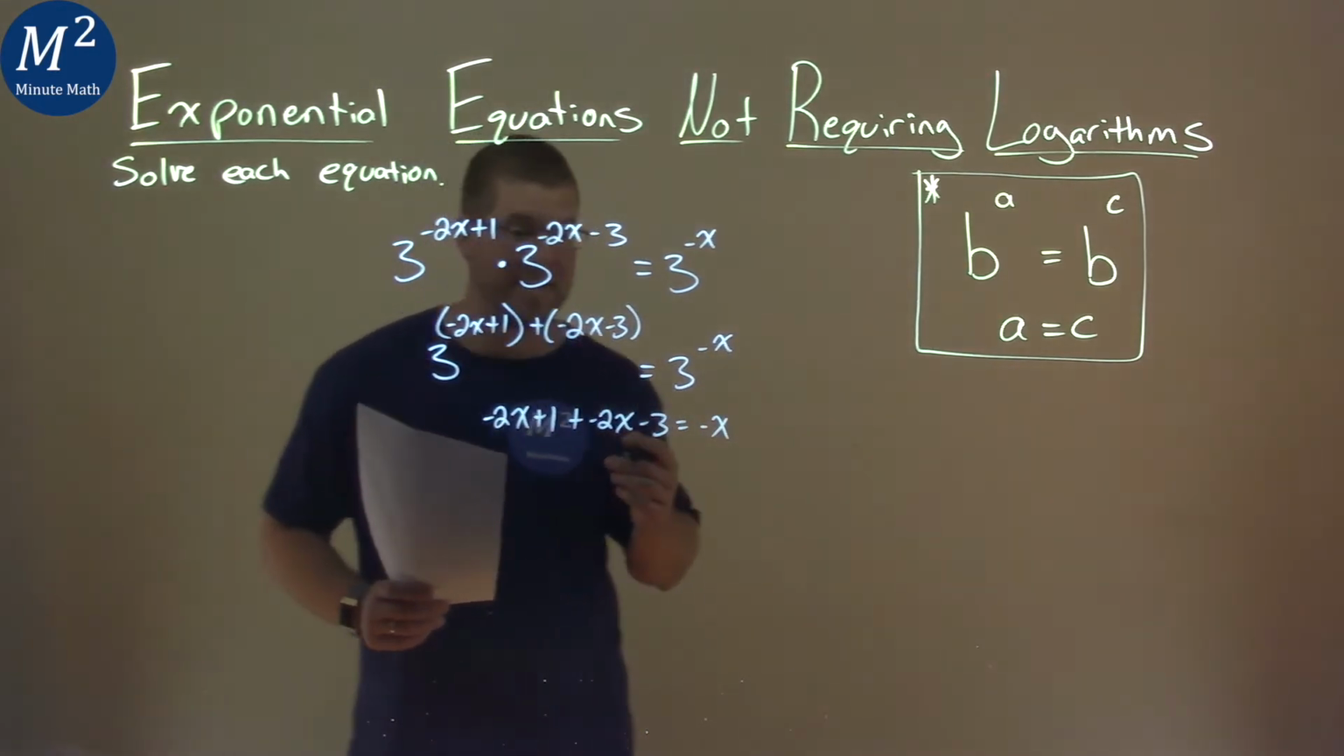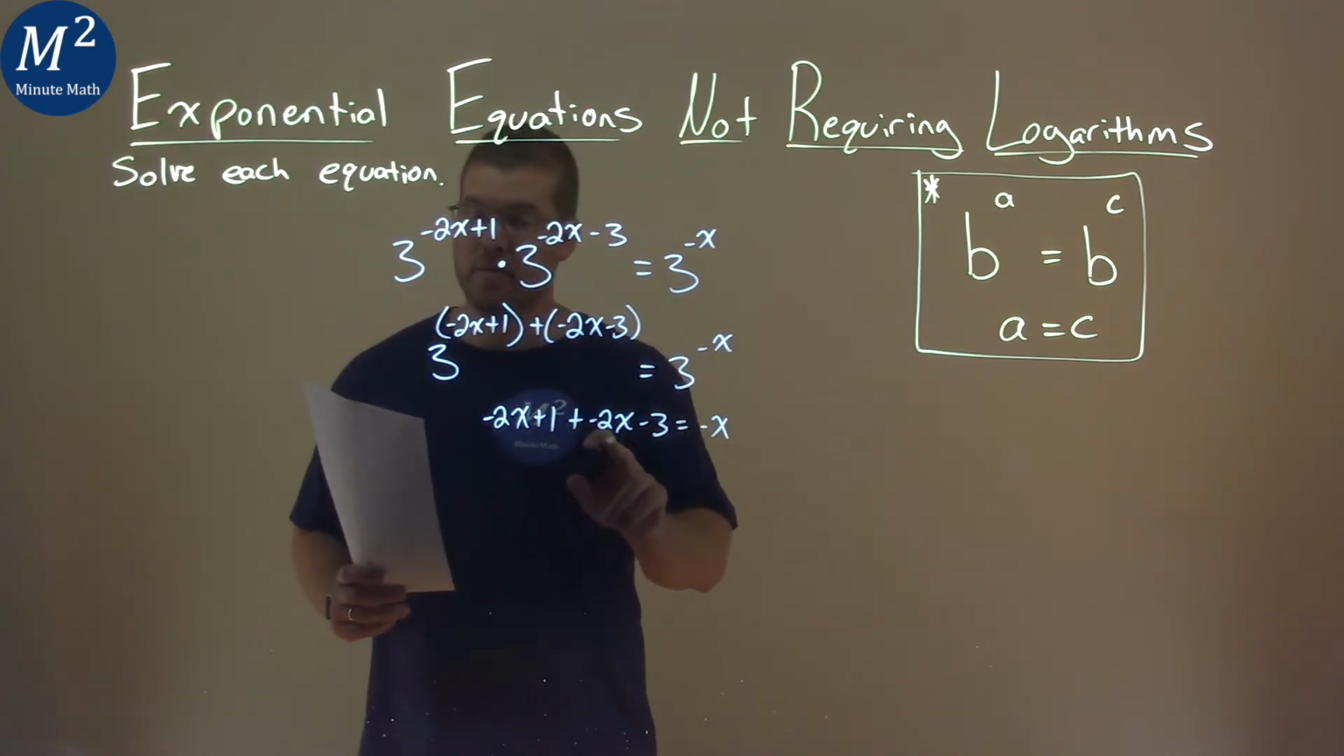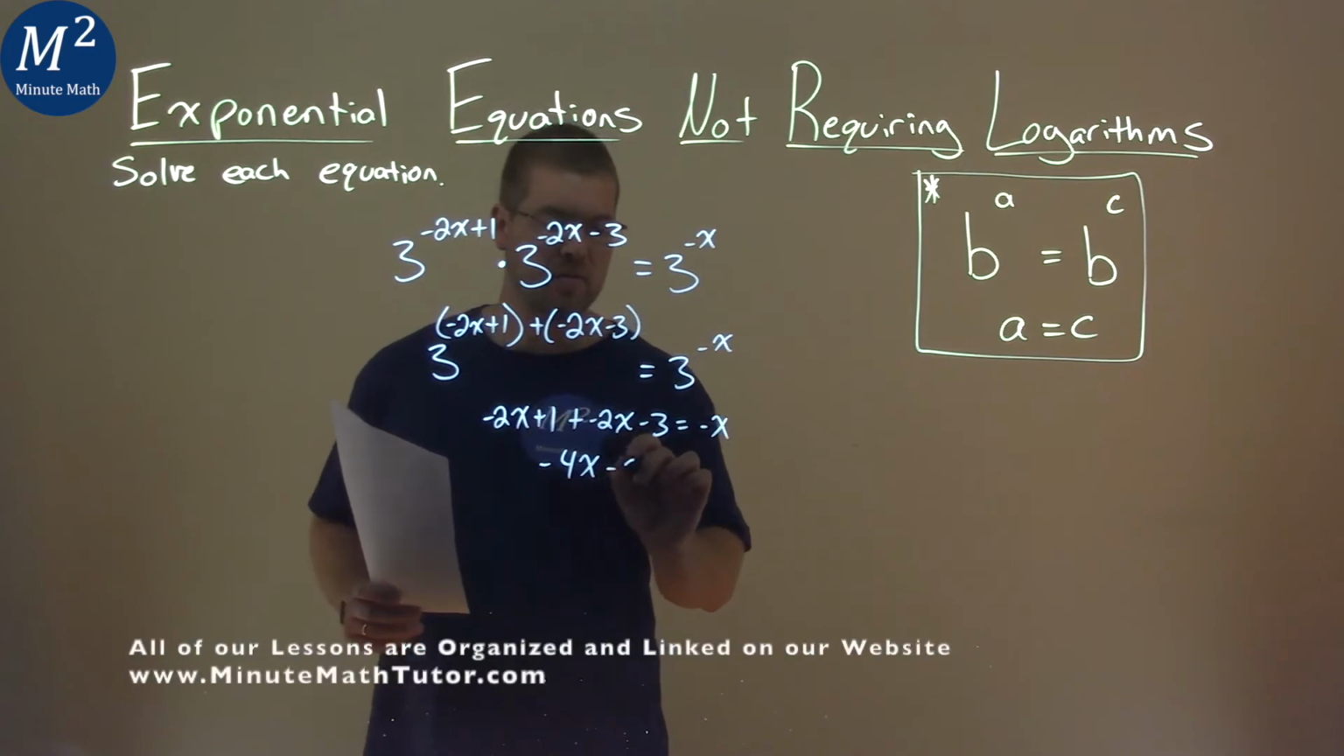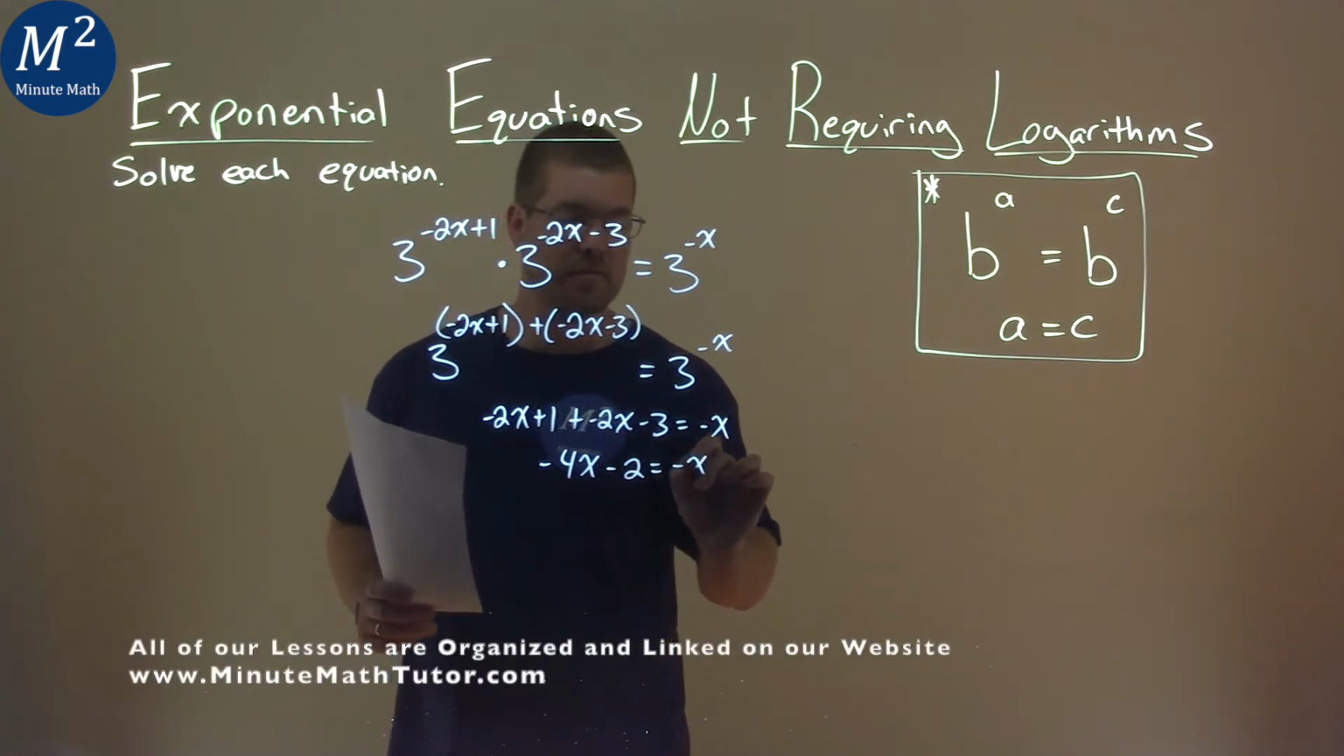Let's combine our like terms. Negative 2x and a negative 2x is a negative 4x. 1 plus a negative 3 is a negative 2. And that's equal to a negative x.